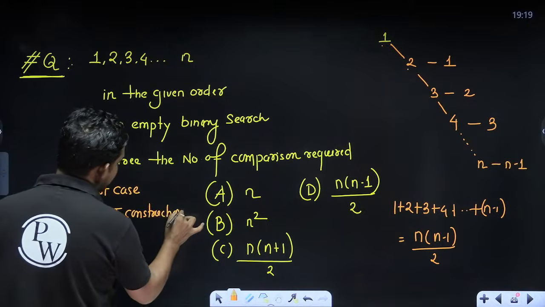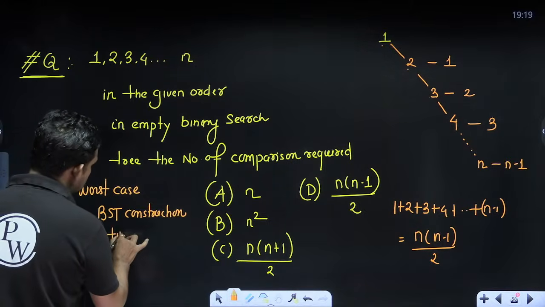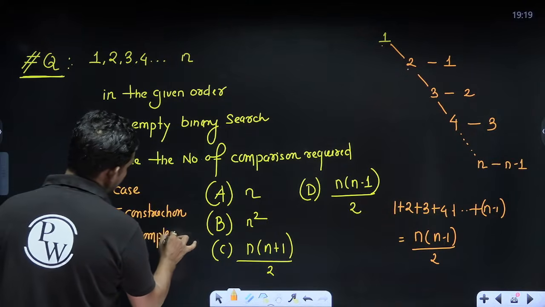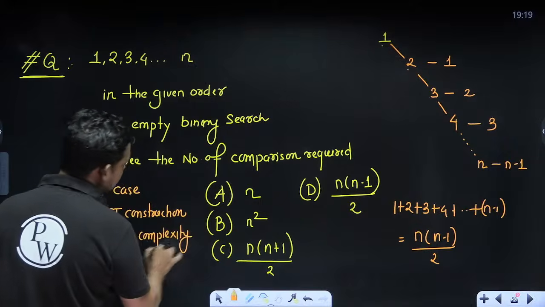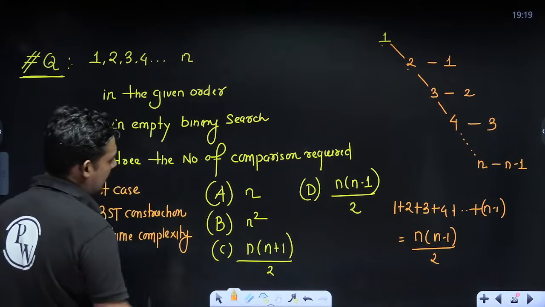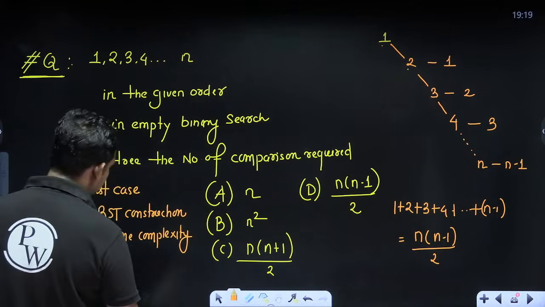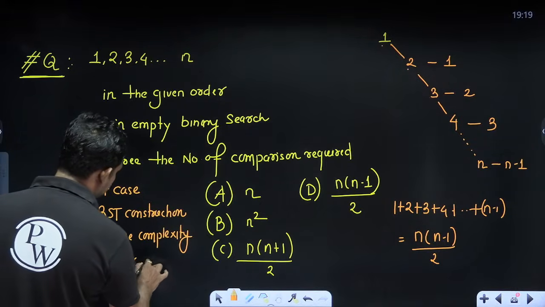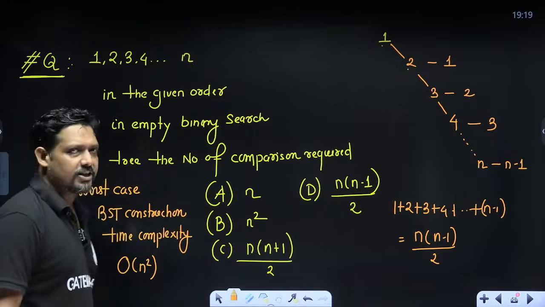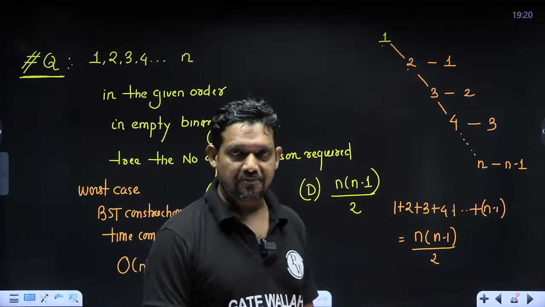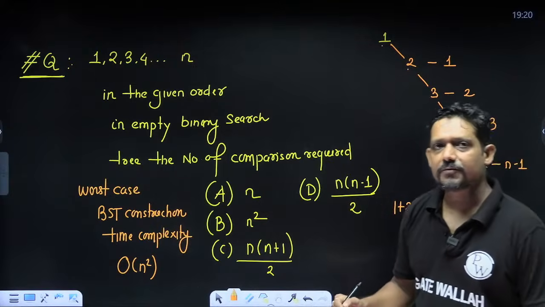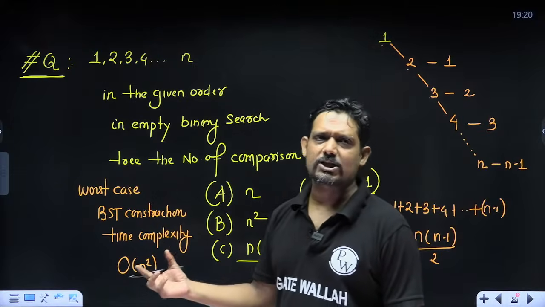Construction, heavy word, time complexity. Tree construction time complexity, and that will be, what is the highest power of n? n square. So that is order of n square. So worst case tree construction, binary search tree, if you construct, it will take n square time.